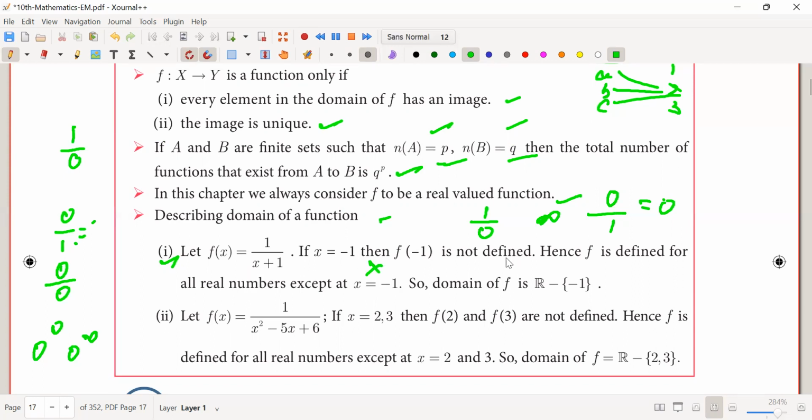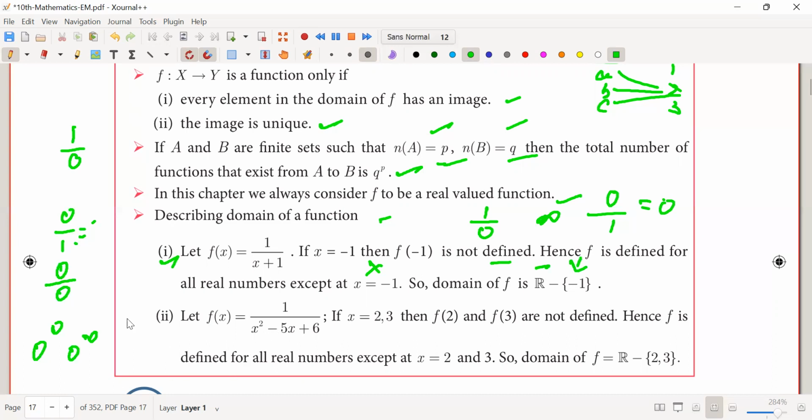Since f of minus 1 is not defined, for all other numbers we get a value. If you put 0, we get 1 by 1. If you put 2, we get 1 by 3. If I put minus 2, plus 1 is minus 1, and 1 by minus 1 is a value. So for all numbers except minus 1, that is the set of reals minus {minus 1}, we get the result.